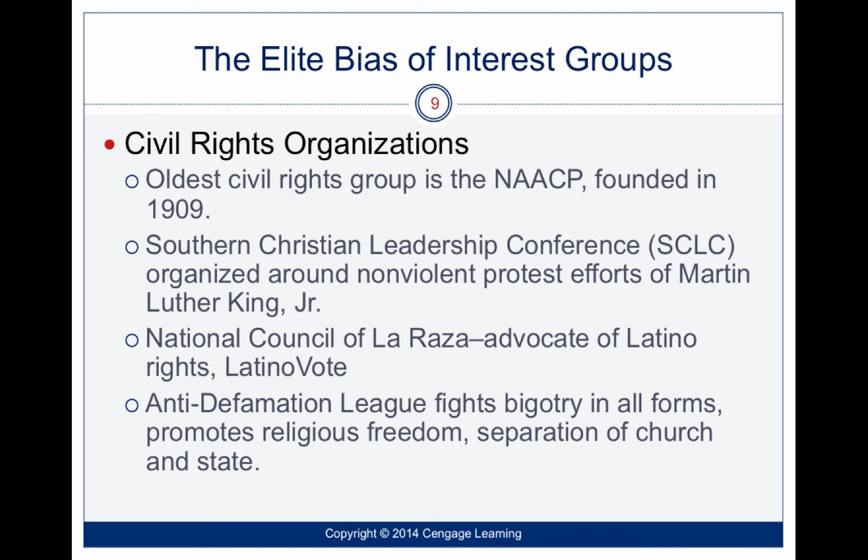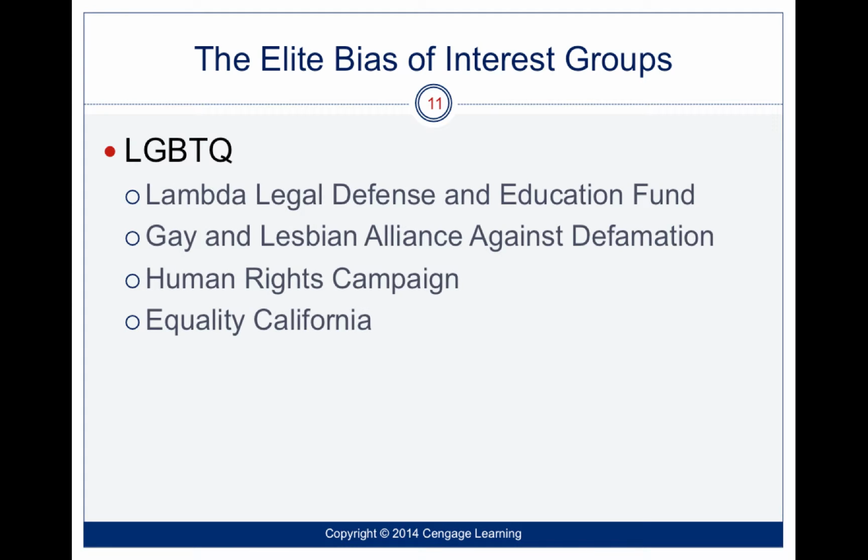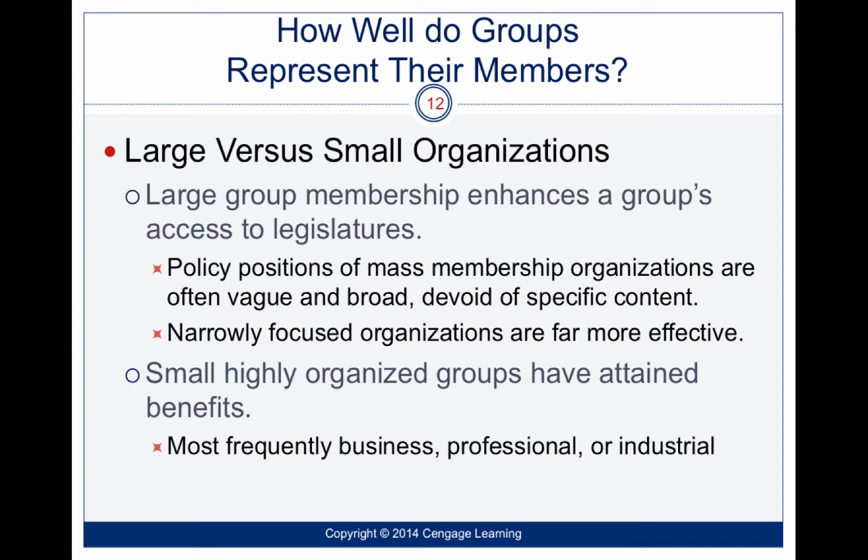We have civil rights organizations that have fought for inclusion, whether it's the NAACP, one of the oldest civil rights groups, or the Anti-Defamation League. Women's groups include the League of Women Voters and NOW, which is probably the most famous interest group for women's equality rights. For LGBTQ, there are Lambda Legal Defense and Education Fund, GLAD, Human Rights Campaign and Equality California.